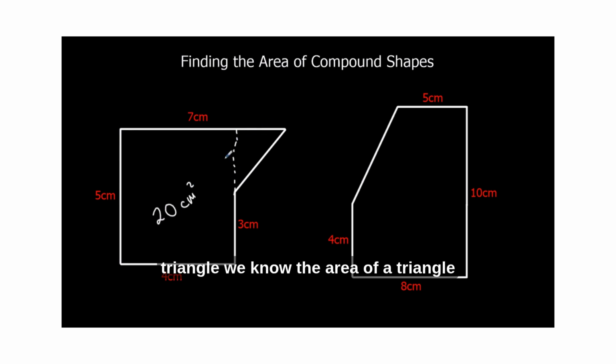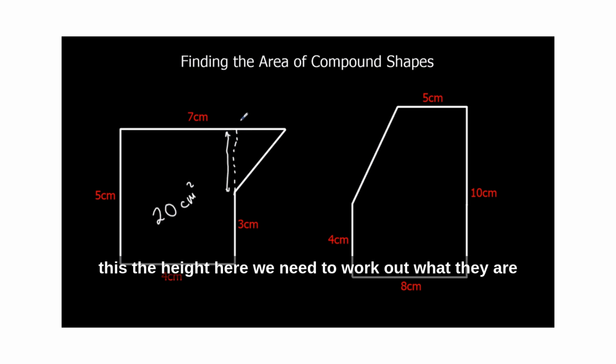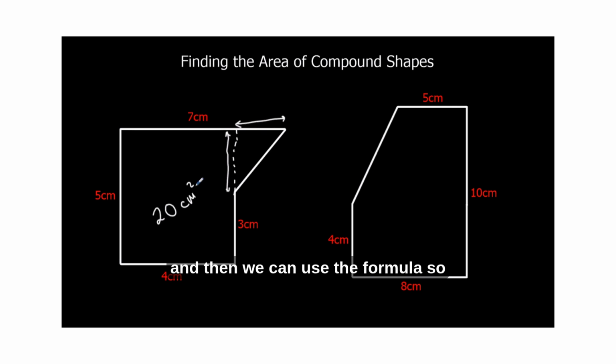So the triangle, we know the area of a triangle is half times the base times the height, but we need to work out what this base is here. So if we call this the base here and this the height here, we need to work out what they are, and then we can use the formula. So the base here, this whole length is 5 and this part is 3. So this must be a further 2 centimeters. And this whole length here is 7 and this bit's 4 up to here. So this must be 3 centimeters.